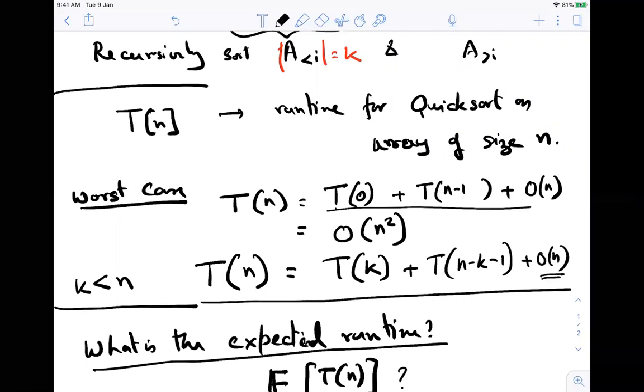But is n by 2 very essential? It can be n by 3, n by 4. Suppose somebody came up and told us, see, I have done this quicksort, and do you know what happened? Magically, every time I do it, this K was actually between n by 4 and 3n by 4. In that case, what can you say?